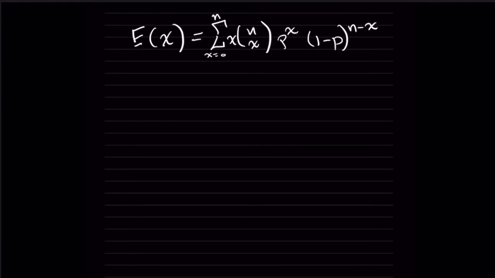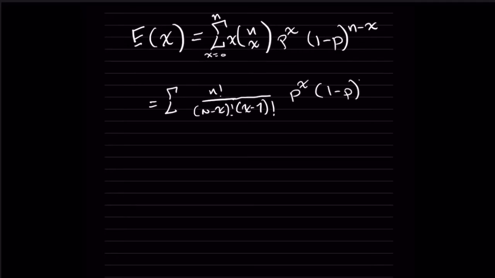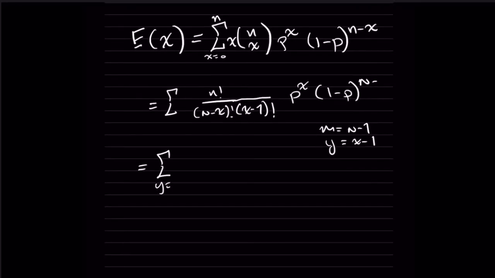Okay, so to directly calculate the expectation of the binomial random variable, the first thing we do is we notice that this x here means that this sum is not going to actually span from 0, because when x is 0, this term is going to be 0. So we can just move that up to 1, and then we can factor out this x. So the next step's a little bit tricky. We're going to set m to equal n minus 1, and y to equal x minus 1.